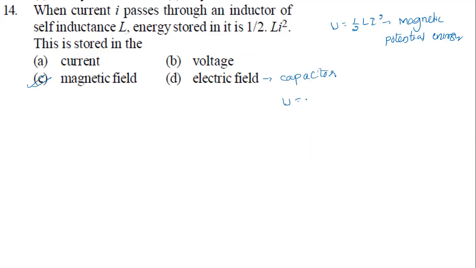In the case of electric field, it is in a capacitor. So the energy stored is how much? Half CV square. It never will be current, it never will be voltage. So in the case of a capacitor, it is half CV square, and in the case of an inductor, half Li square. Here it is in the form of electric field. In the case of an inductor, it is in the form of what now? Magnetic field. So which option is correct? 14. Option C is the correct answer.